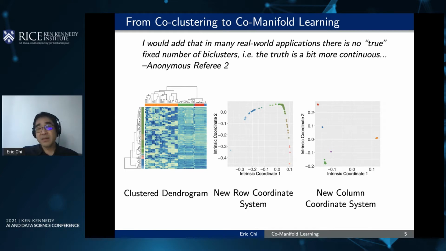Okay, so the method we're going to talk about today is going to enable you to identify these lower dimensional coordinate systems so you can get a better and cleaner look at identifying structure in your data matrices.